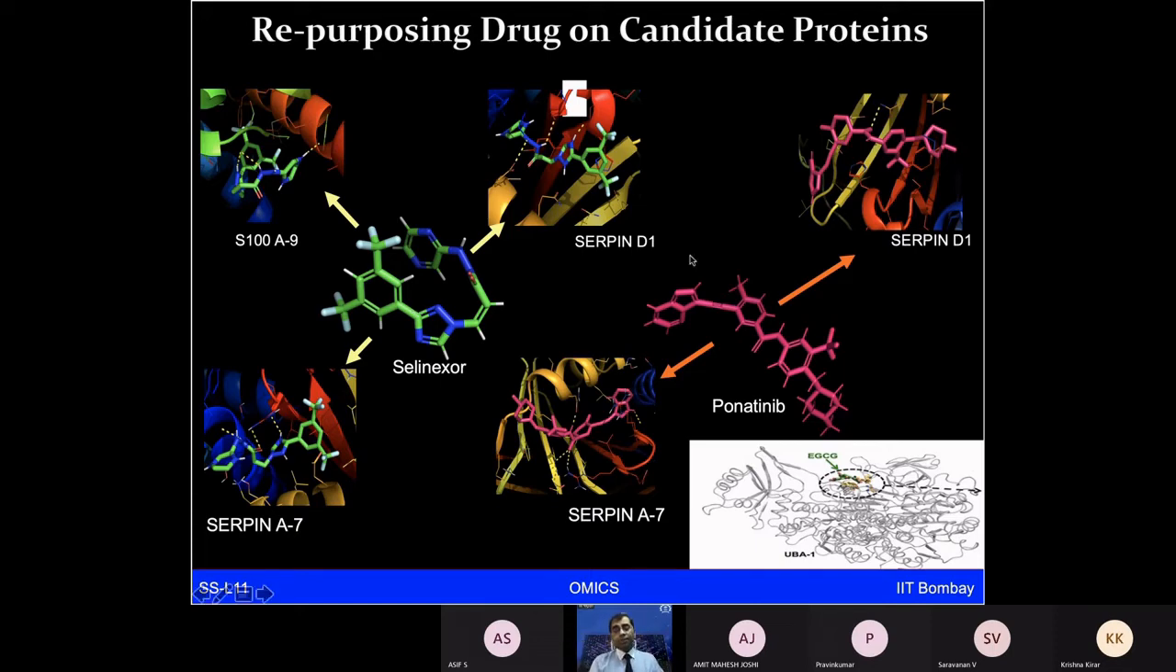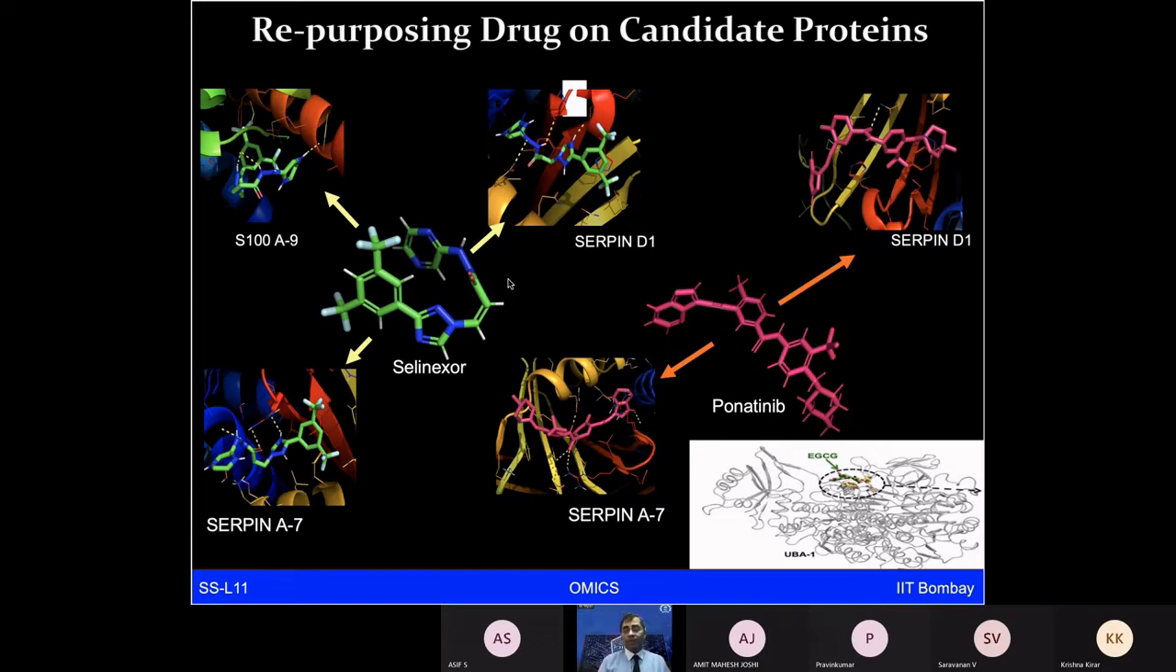But it looks like a cocktail of some of these drugs, or these drugs alone or in combination with other drugs which are being given right now, could be tried out by the clinicians so that they could try to control the disease severity at an early stage.